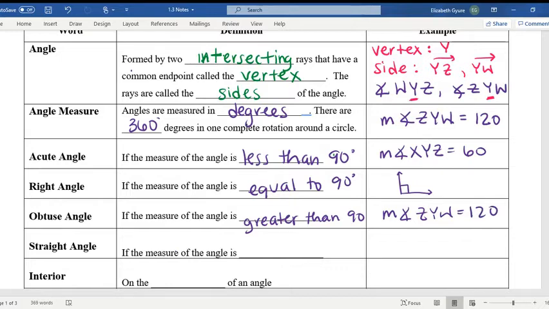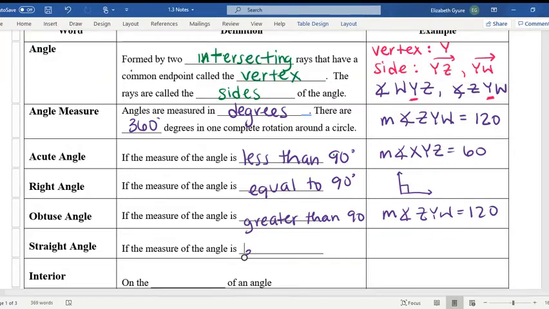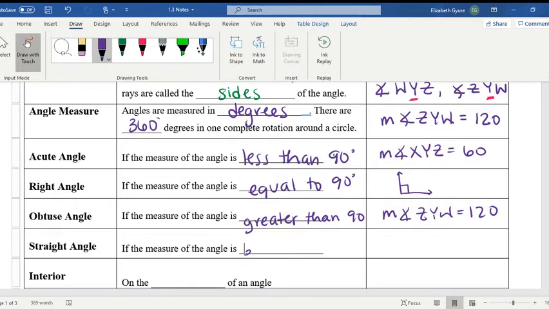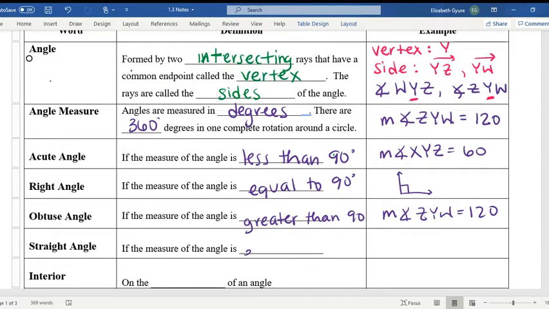And then we have a straight angle. That's if the measure is equal to 180. Yeah, see, this table is acting strangely. We can still read it though. Okay. It is equal to 180.